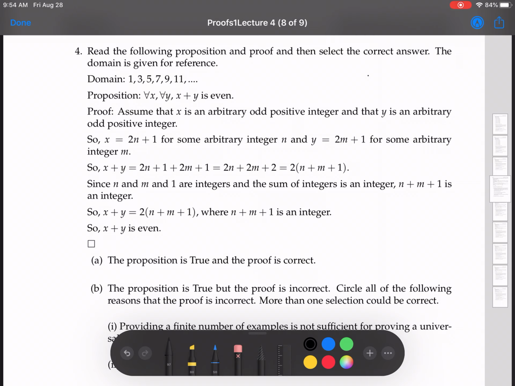All right, and so this next line, x plus y equals 2 times n plus m plus 1, where n plus m plus 1 is an integer, is just restating the definition of even. And then we conclude that x plus y is even. Notice that we end the proof with the end proof symbol.